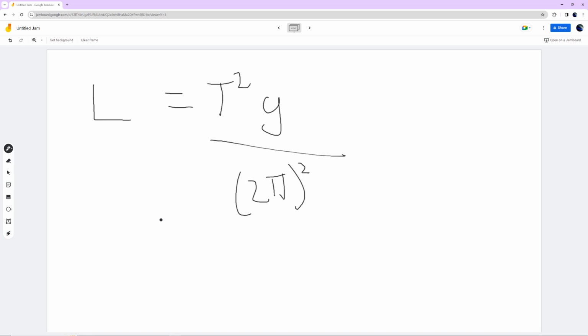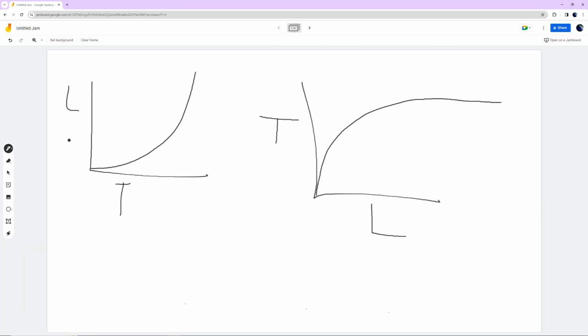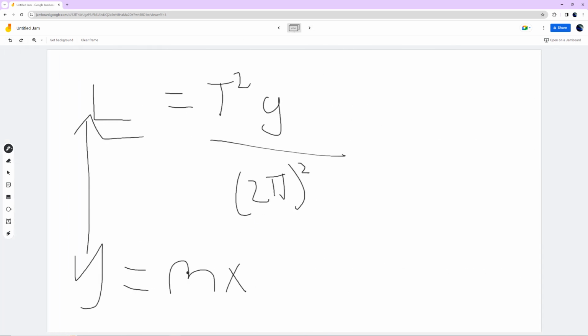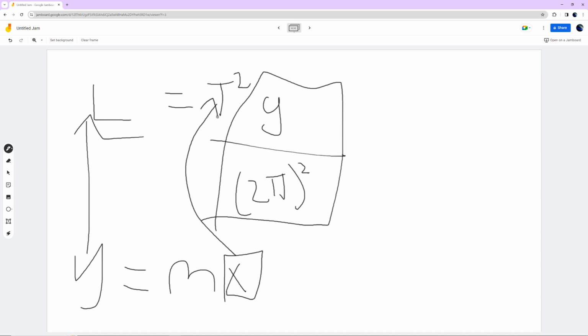So now we have an equation sort of in y equals mx form, right? Our y is L. That aligns with our graph, right? Y axis L. Our m is going to be the slope, so everything that's not a variable, which is all these constants. And then x is going to be t squared. So if we want a linear graph, a line, we're going to graph L on the y-axis versus t squared.